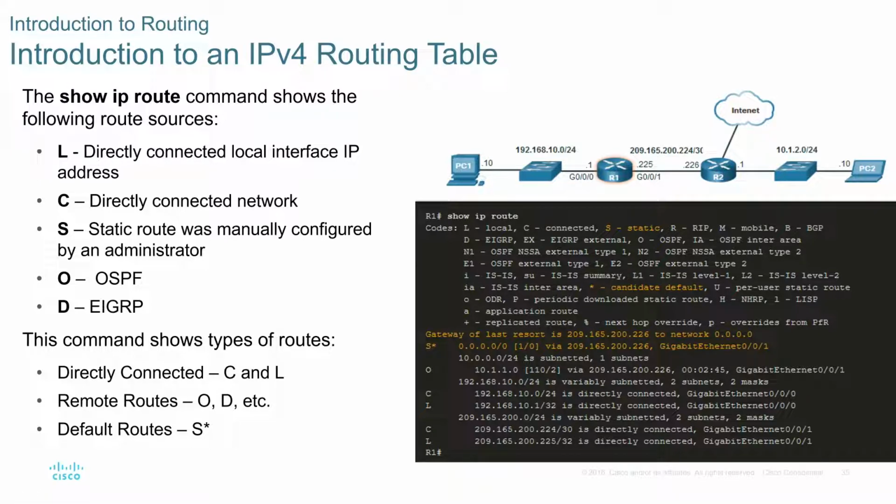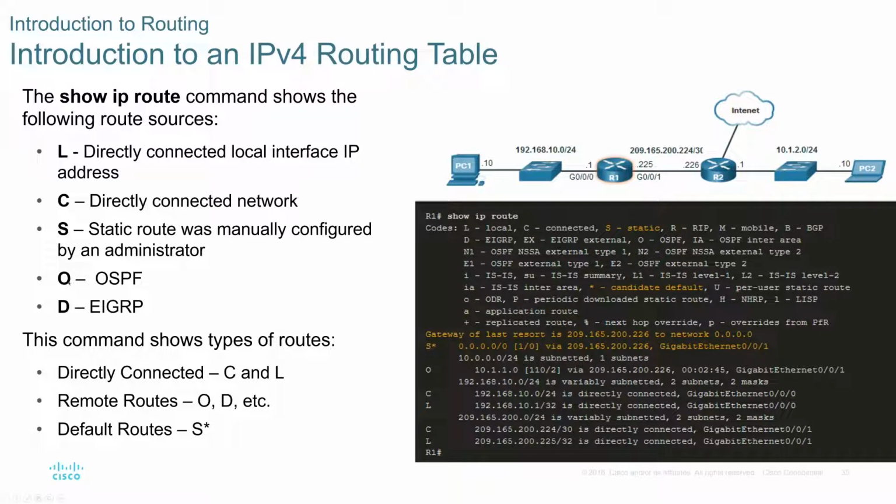S is a static route, and here you see the example of a quad 0. And this becomes the gateway of last resort. So if we do not have an entry in the routing table, the static route would be used to get the information to the destination.